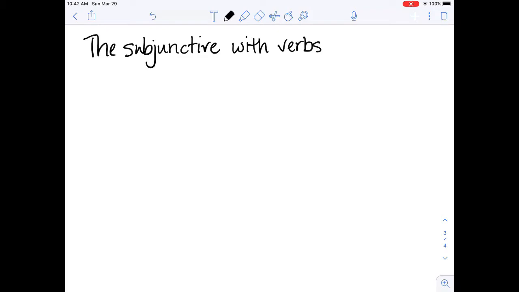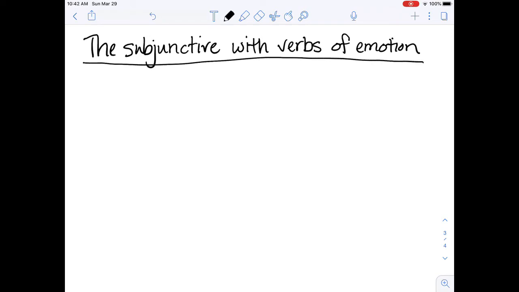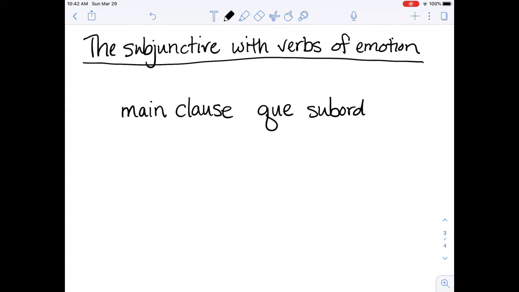Okay, so in the first section of grammar for this chapter, we're going to go ahead and title this the subjunctive with verbs of emotion. Okay, so this is going to be the same thing. All right, we're going to have a main clause. Okay, we're going to have the word que, and then we're going to have the subordinate clause.